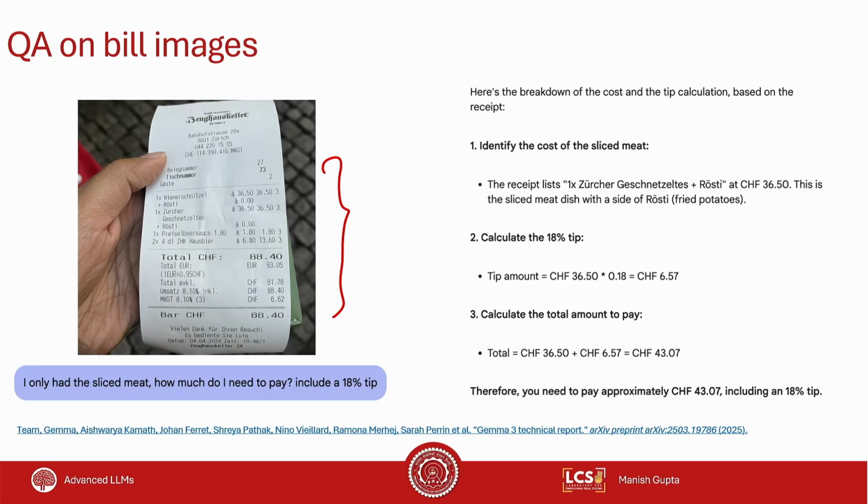Include an 18% tip. Now, the kind of capabilities that the model needs to have to be able to answer this question is very, very interesting. So it needs to be able to not just parse this stuff and do OCR, but also be able to relate, hey, what would sliced meat mean? There are like 4 or 5 things which are ordered here, four entries that I see, and which one relates to sliced meat?